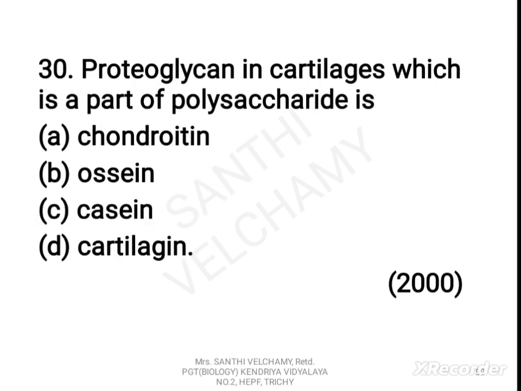Now the next question. Proteoglycan in cartilages, which is a part of polysaccharide, is A. Chondroitin, B. Osein, C. Casein, D. Cartilagin. The correct answer is A. Why is it the correct answer? Proteoglycans consist of polysaccharide attached with the protein chondroitin. It is present in cartilage as well as in extracellular material. Osein is a protein present in the matrix of bone. Casein is the milk protein. So A is the correct answer.